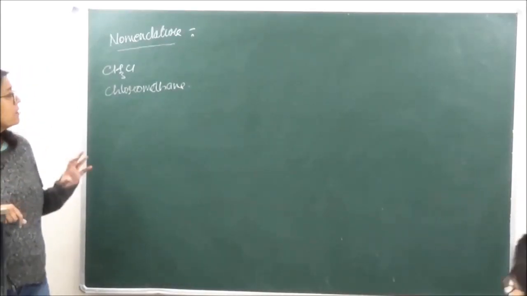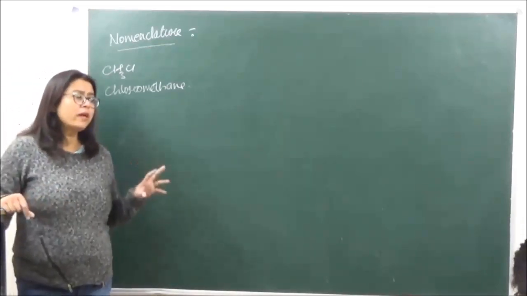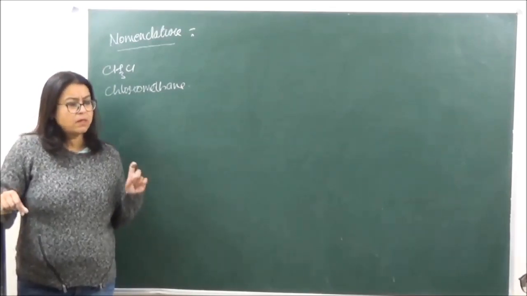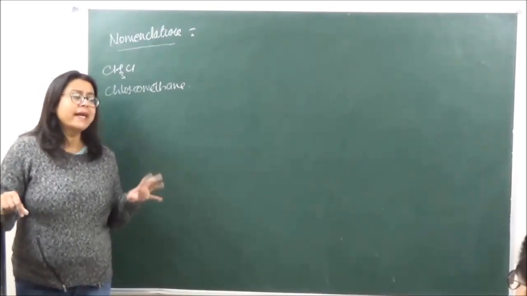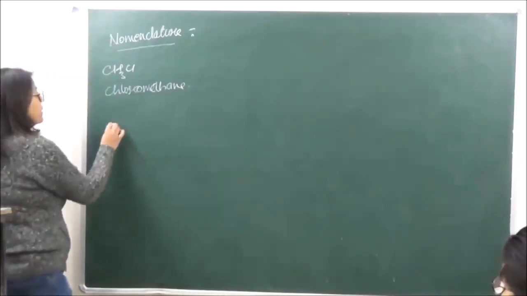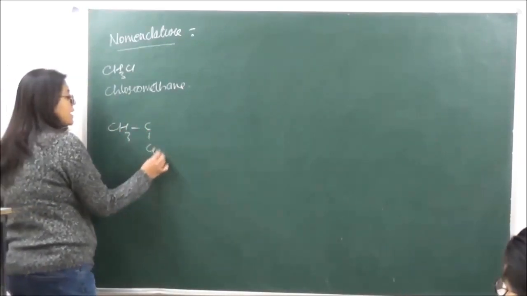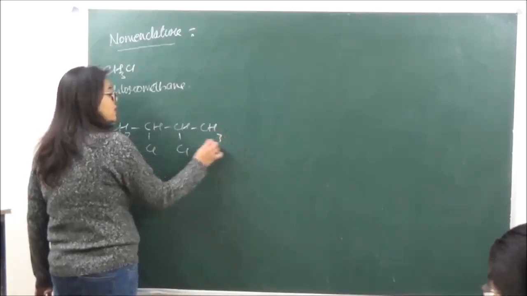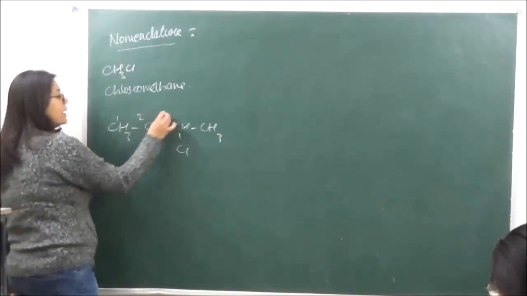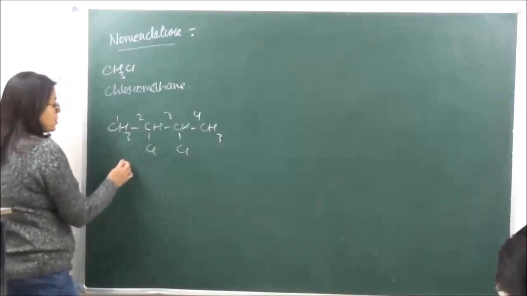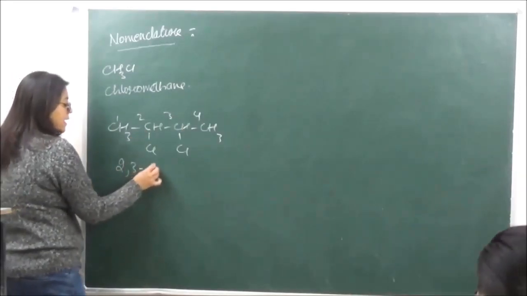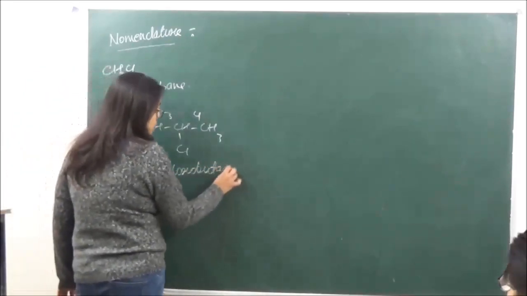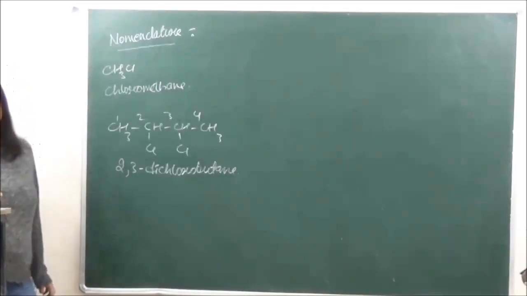Now, as I just told you, if there are 2 halogens of the same kind present, then you have to mention the number and the prefix di, tri, tetra and so on. For example, if we have CH3, CHCl, CHCl and CH3, there are 2 halogens present over here. 1, 2, 3, 4. This is how you are going to number. So this is going to be 2,3-dichlorobutane. So this is how you are going to name it.